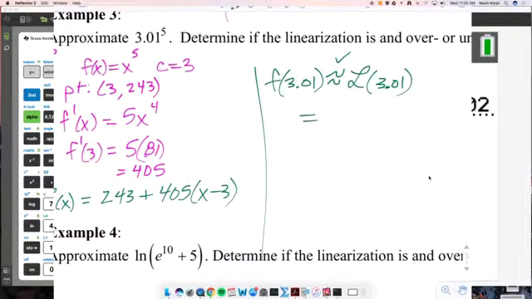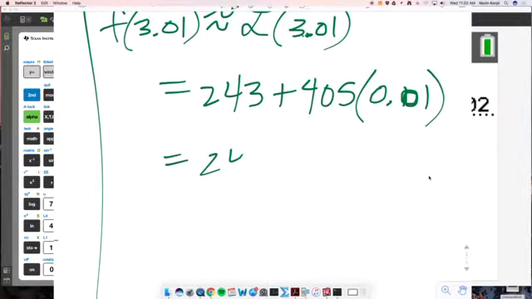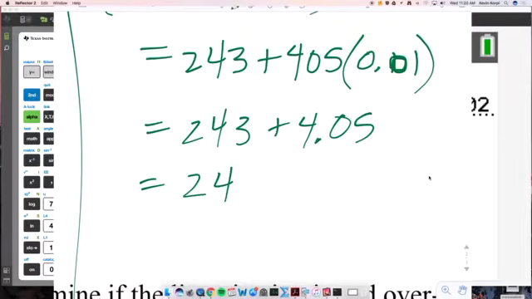And then that equals, if you plug it into the Taylor form, it's ready to go. You get 243 plus 405 times 0.01. Now multiplying by 0.01 is the same as dividing by 100, and dividing by 100 is the same as just moving the decimal places 2 to the left. So you get 4.05. So if you add those together, you get 247.05. So that's what 3.01 to the fifth is approximately.